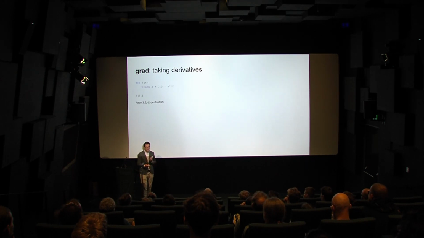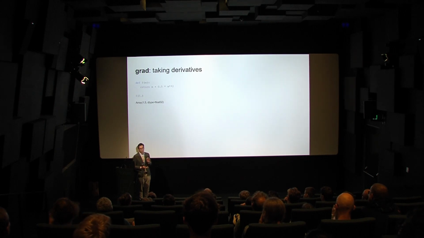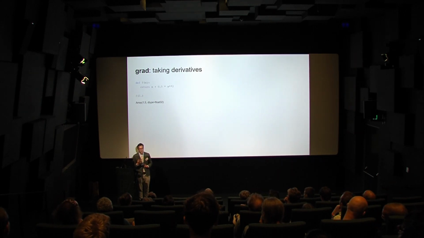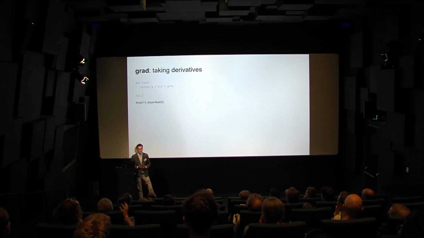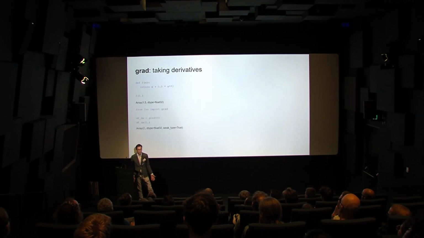So that is the first part. I said there are basically three important things: jit, grad, and vmap. So grad is the second element that is new on top of NumPy, and it allows you to take a derivative. Here's a simple second order polynomial. If you put in 1, then as expected, you get 1.5. And now to take the derivative is quite easy.